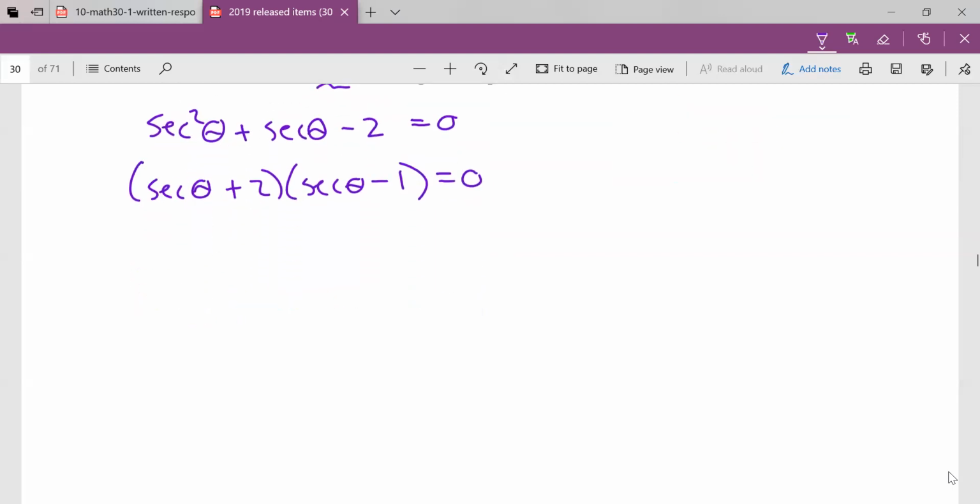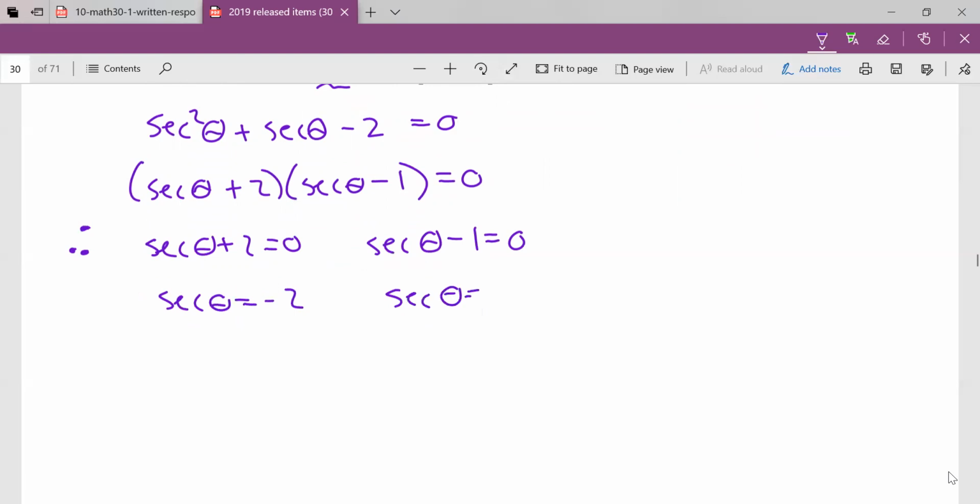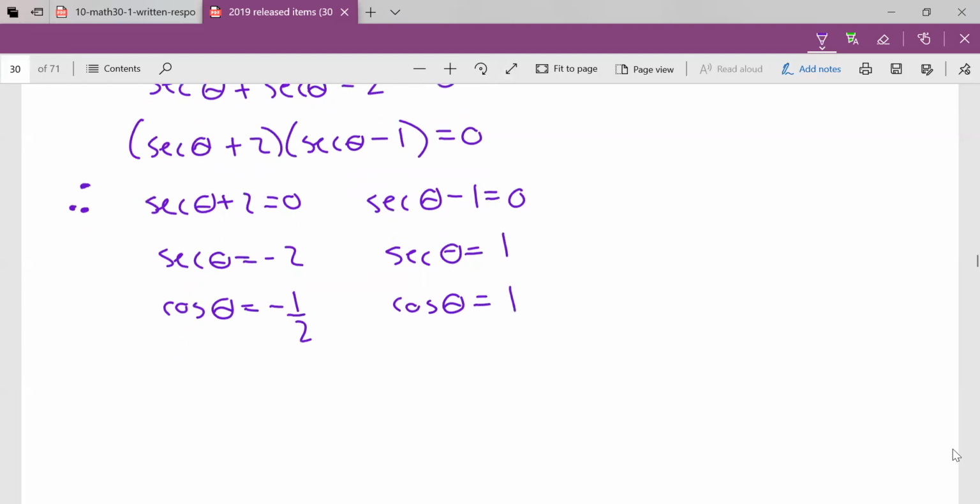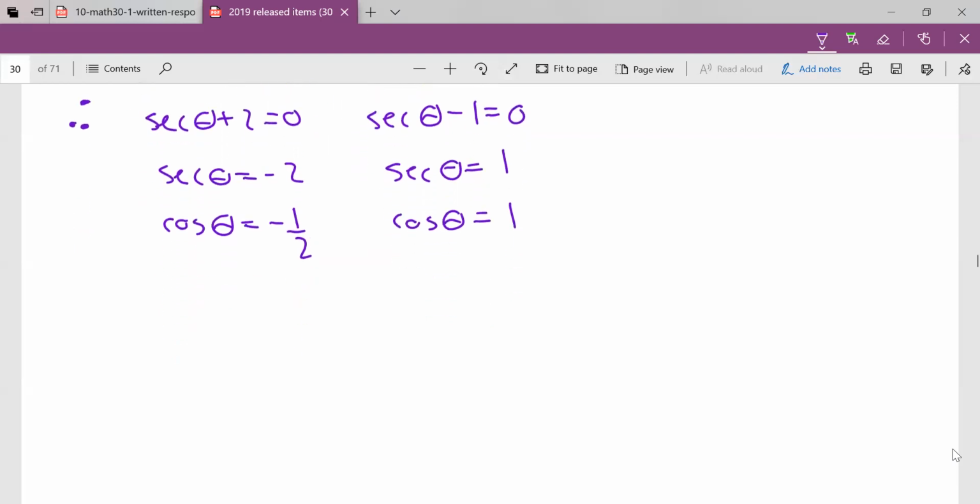Okay, now we're going to use the zero product property. So I like to write therefore and give them a little statement as to the fact that I'm using some logical reasoning. And now I'm going to solve each of these for secant. I don't like working with secants. I could if I wanted to, but I'm old and I'm sick, so I prefer to work with cosines like that.